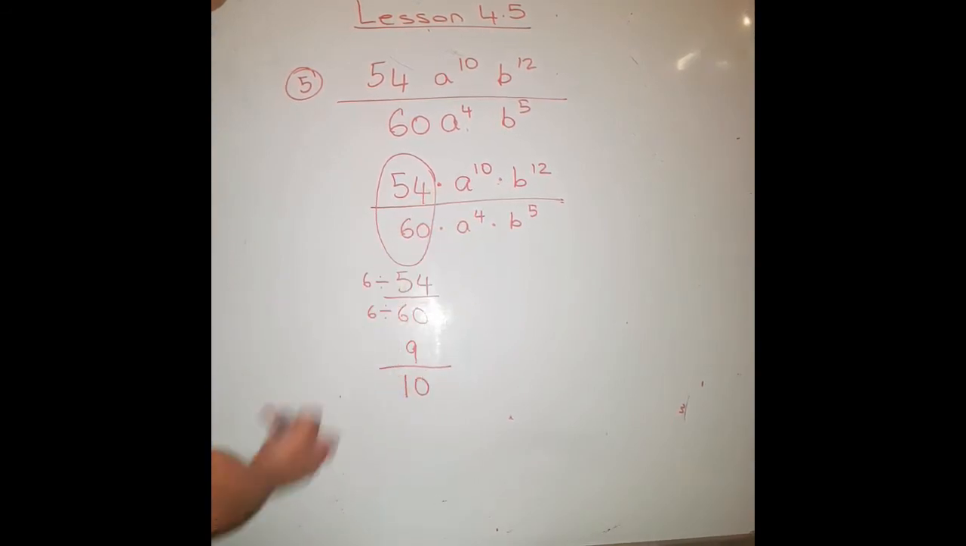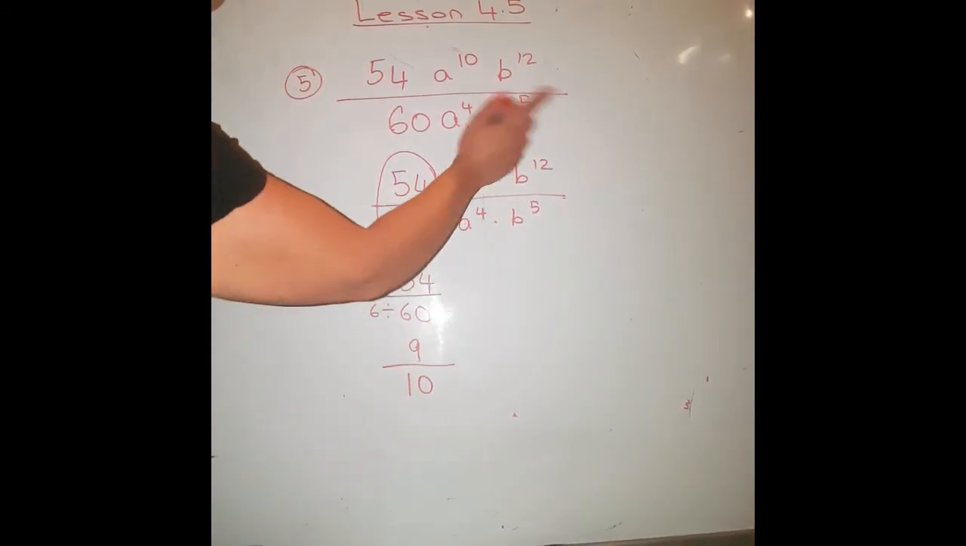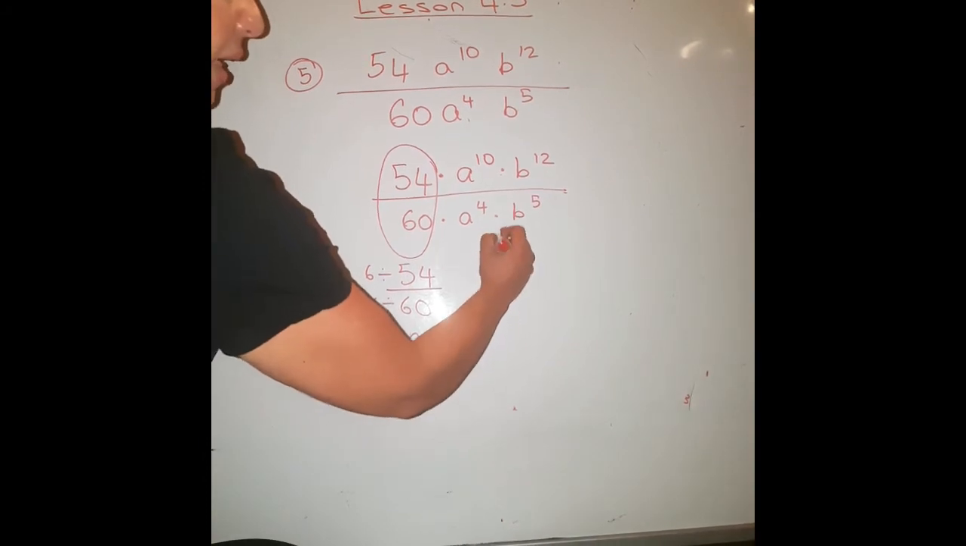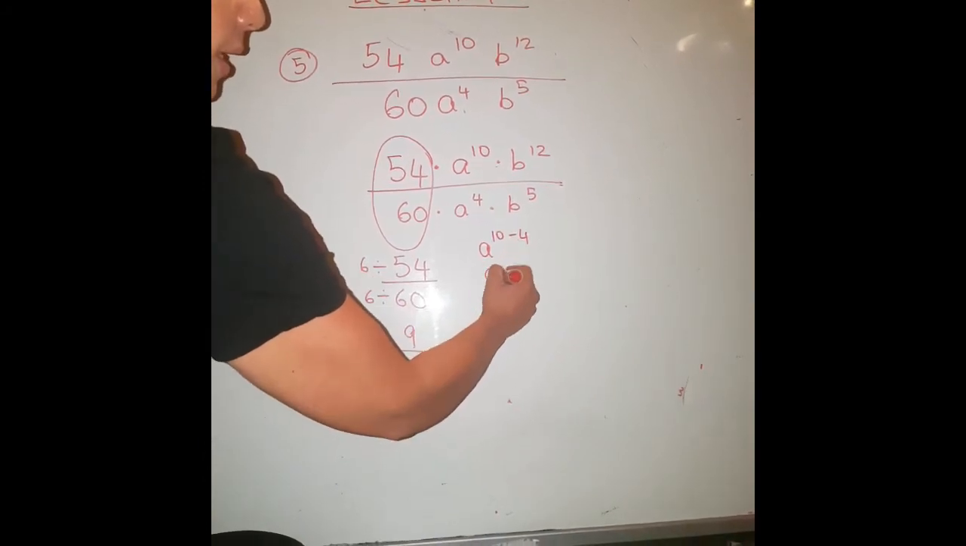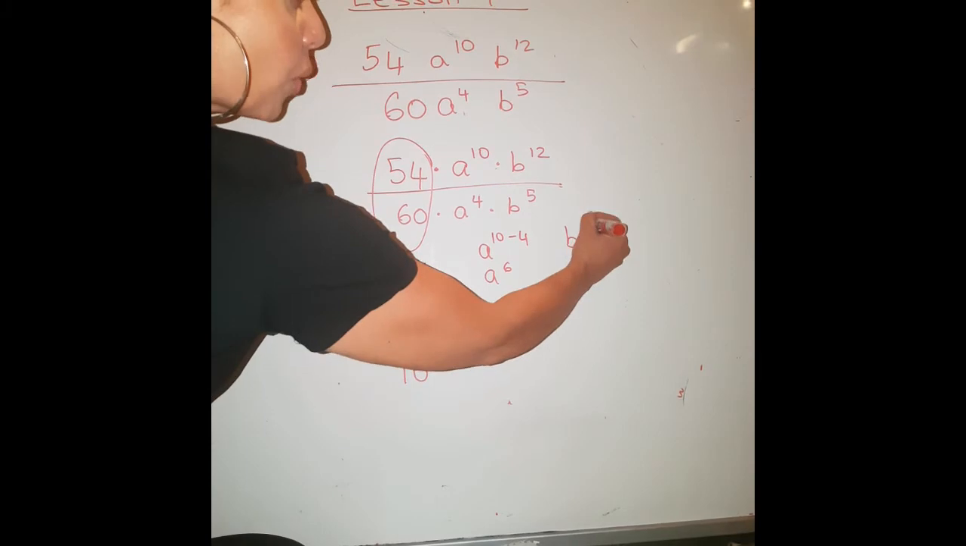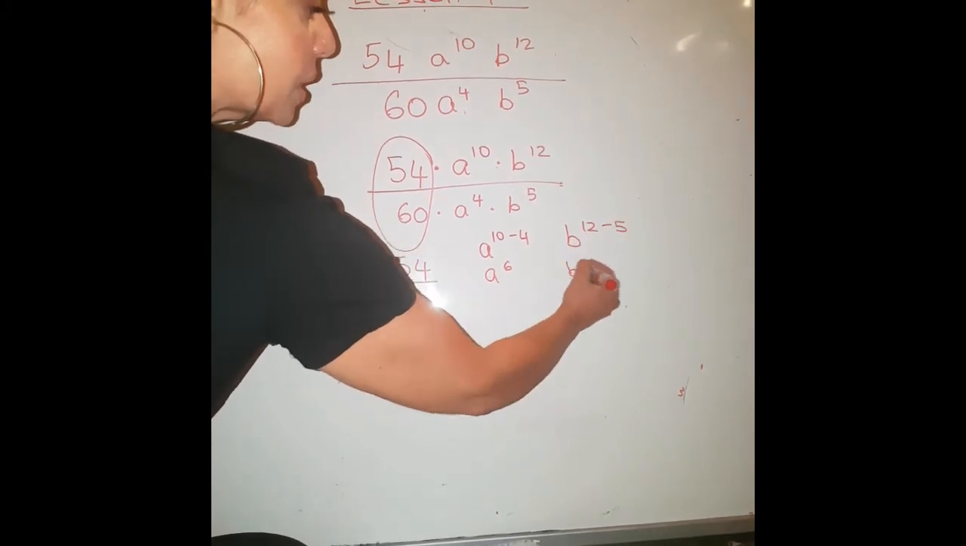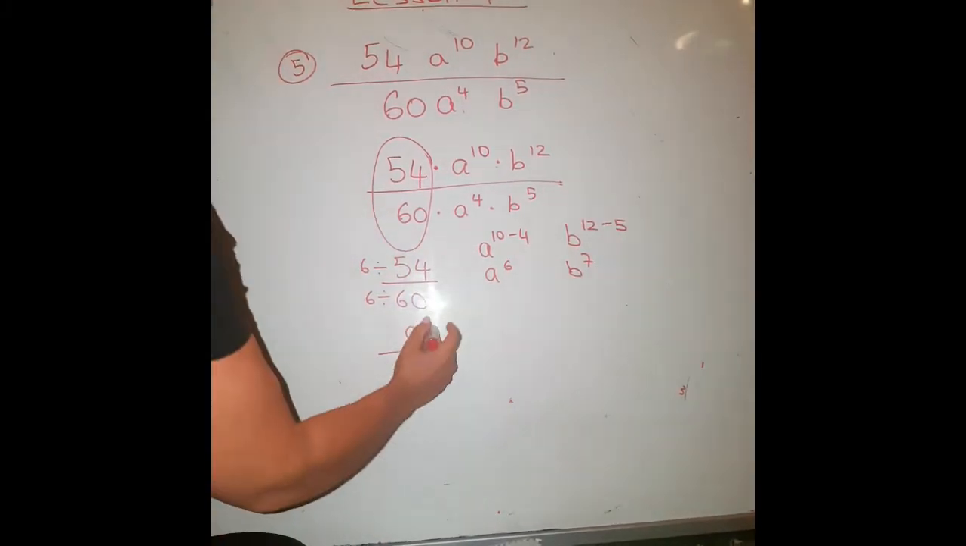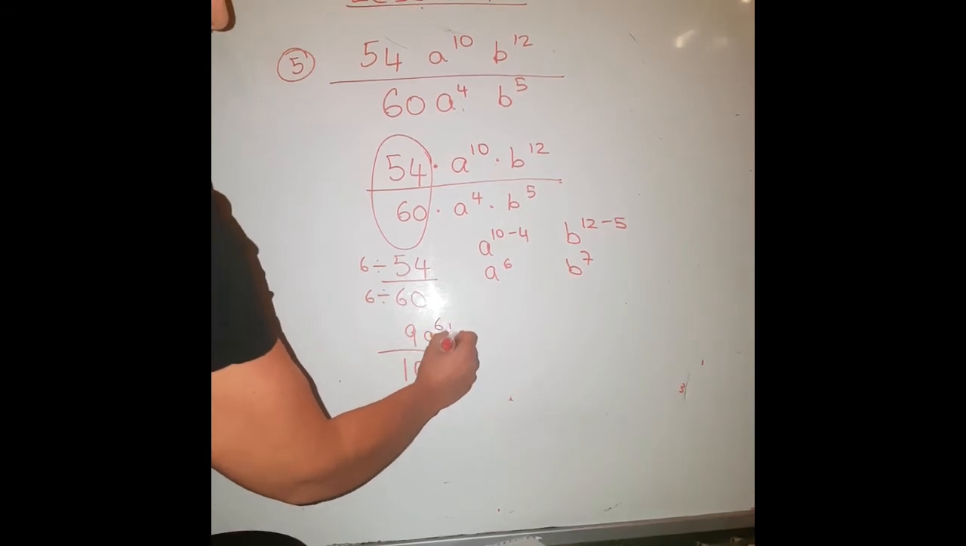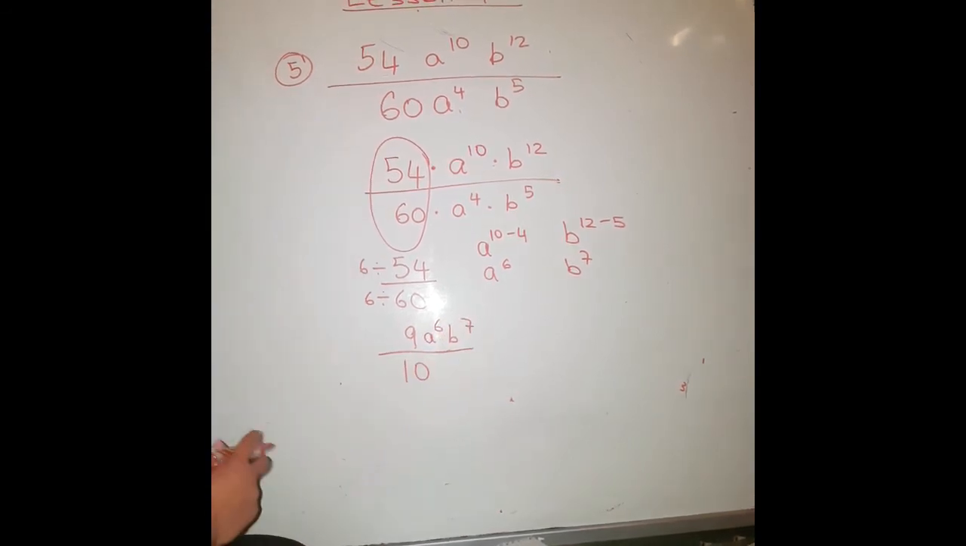And I start looking at my variables. Because it's divide, I subtract my exponents. a^(10-4), which is a^6, b^(12-5), which is b^7. My answer is 9a^6 b^7 over 10.